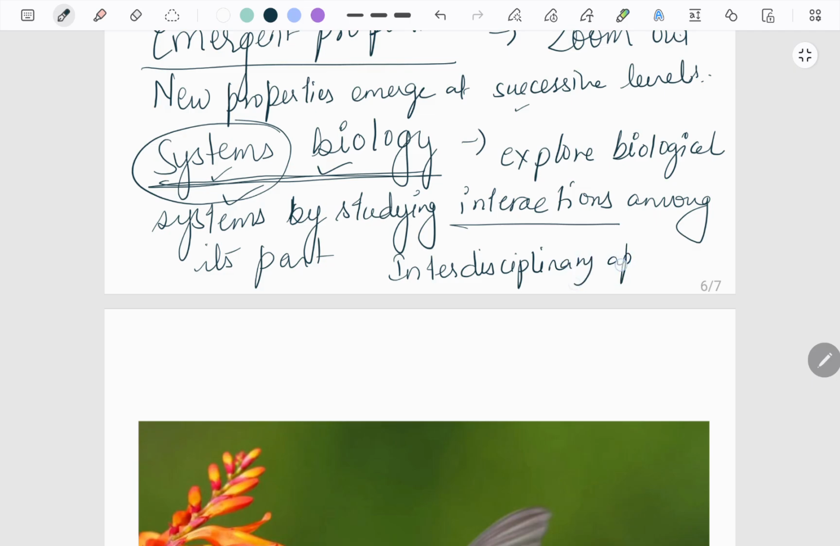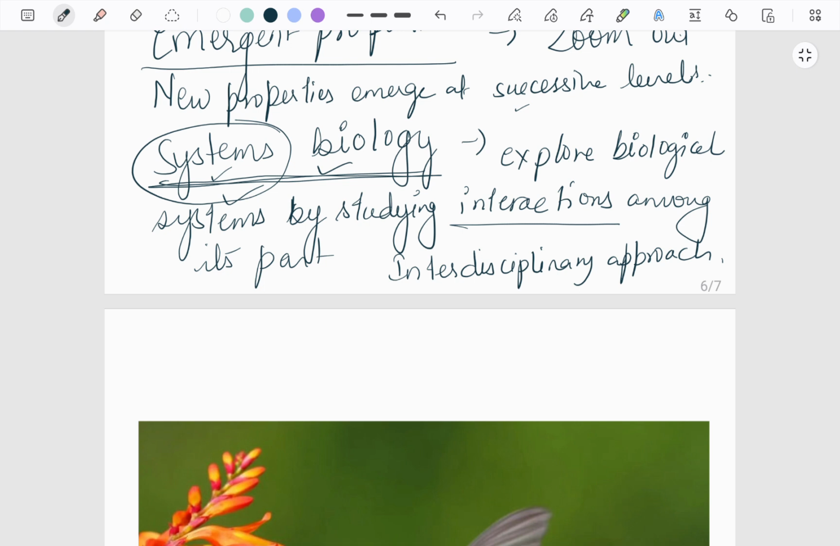And systems biology is an interdisciplinary approach, which means multiple disciplines are involved. Biology is there, plus you need computers and mathematical data to analyze the different interactions, different reactions, and metabolic things going on inside a cell.